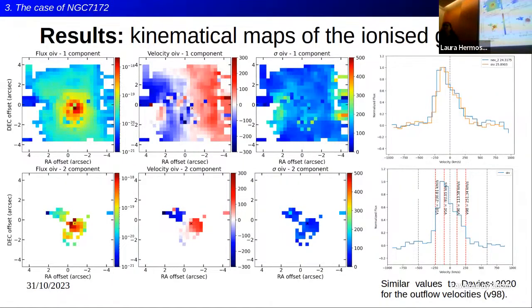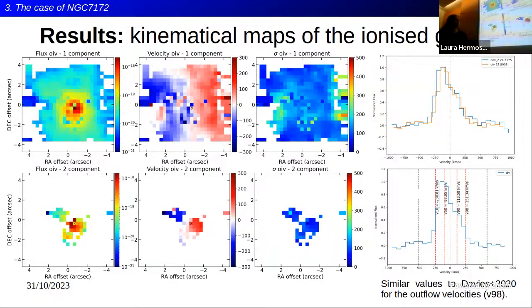If we do an analysis of two different components, now we can actually see the outflow. Here you have the maps for the oxygen 4 line. Now the maps are a bit changed. Here are the flux, velocity, and velocity dispersion for the first and second components. What you can see is that the first component could be related to the disk, and could also be related to the outflow already. Then the second component is more prominent to the south, and is probably related to the outflow that was already detected with MUSE.